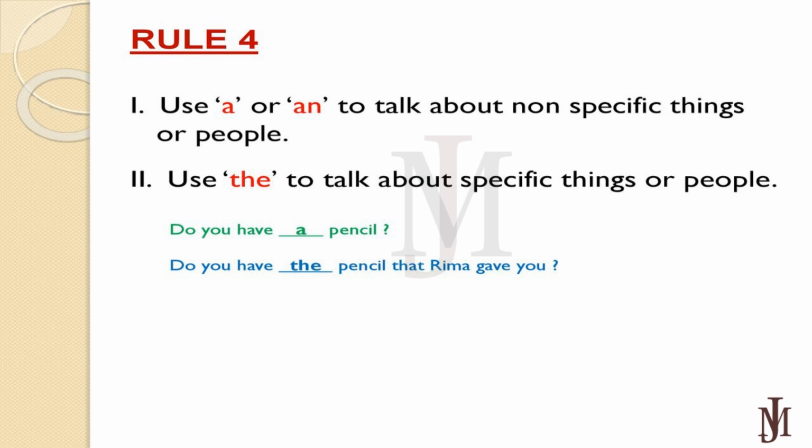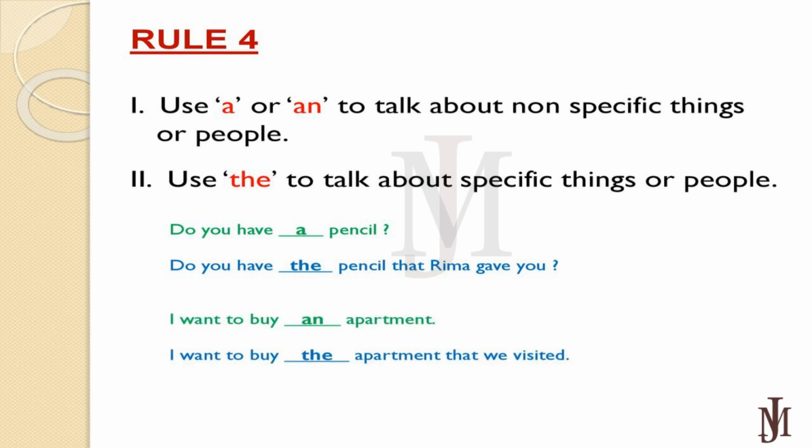Another example, I want to buy an apartment. I want to buy the apartment that we visited. Here, an apartment refers to any apartment, not any specific one. But the apartment refers to a specific apartment. Here we know which apartment we are talking about.